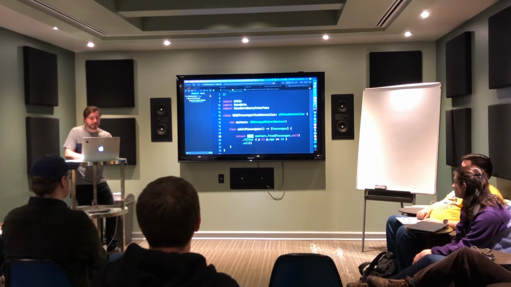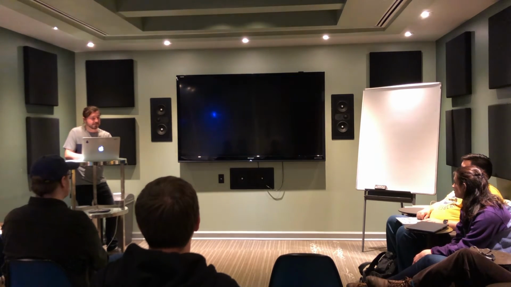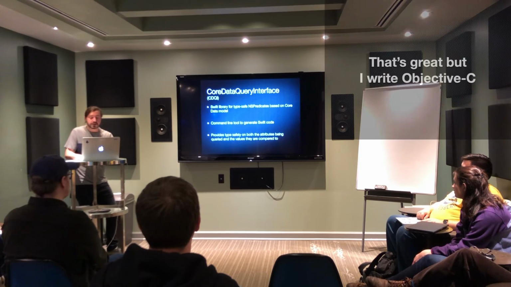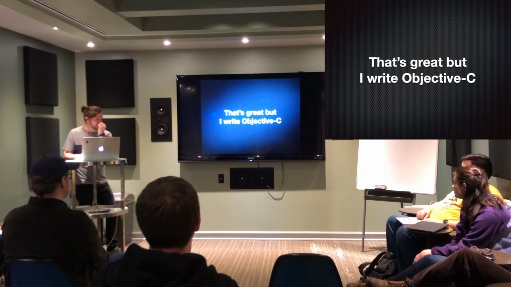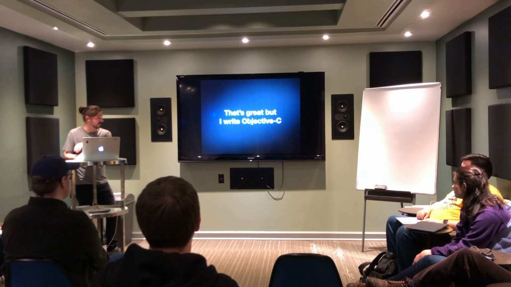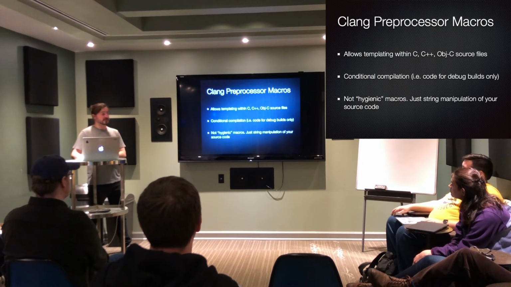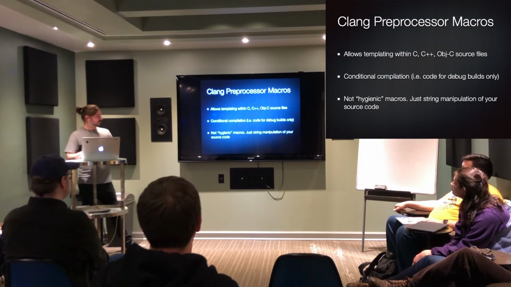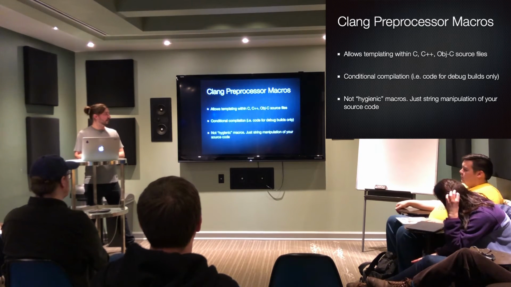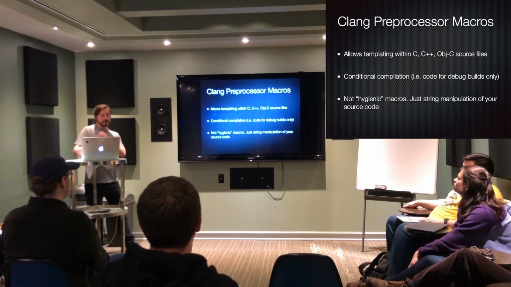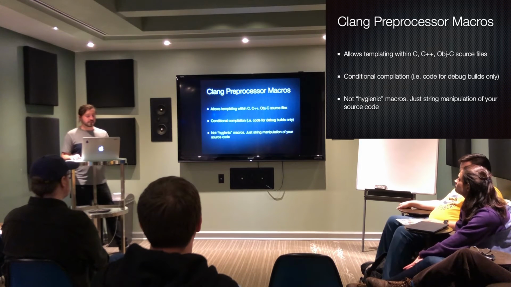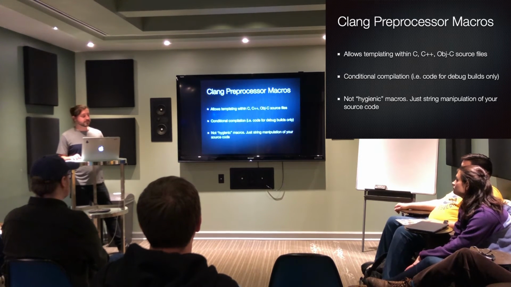Cool. And so you may be thinking to yourself, that's all well and good, but you write Objective-C, you don't get to use any of this fun stuff because those were all tools for Swift. But it's great because Objective-C has its own kind of code generation tool, which is the Clang preprocessor. Clang is basically the front end of the Objective-C compiler. It also compiles C and C++.